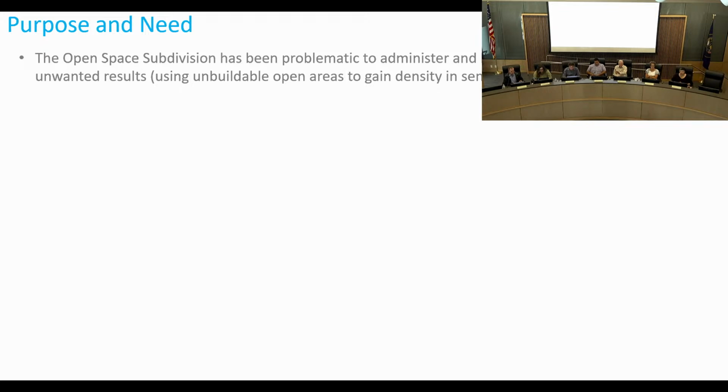So first of all, the open space subdivision in chapter 1504 has been a little difficult to understand, to comprehend. But as people were starting to use it in different parts of the city, we saw potential of some unwanted results. For example, up on the East Bench, using open space subdivision could have gained more density than we had probably planned for by using some of the steep hillsides as their open space and getting density bonuses off that.